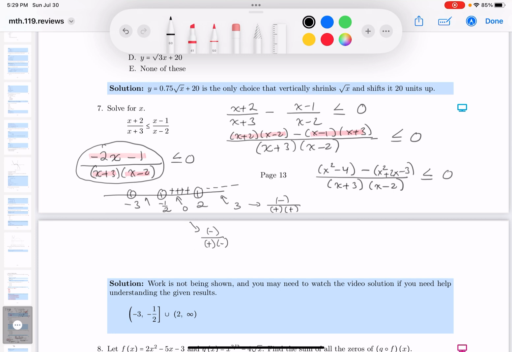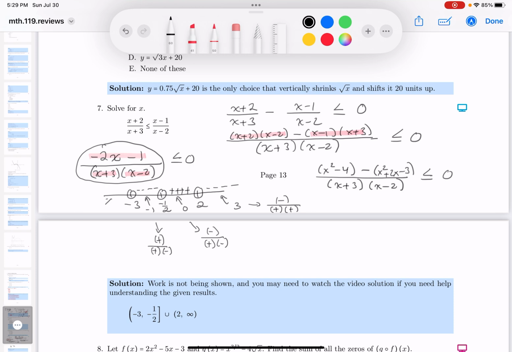What's a good number between minus 3 and minus 1/2? I'm going to say minus 1. What do you get there? Well, on top, you'd get 2 minus 1, which is a positive number. On bottom, well, minus 1 plus 3 is positive. Minus 1 minus 2 is negative. So overall, I get a negative number. All right, that's not so bad.